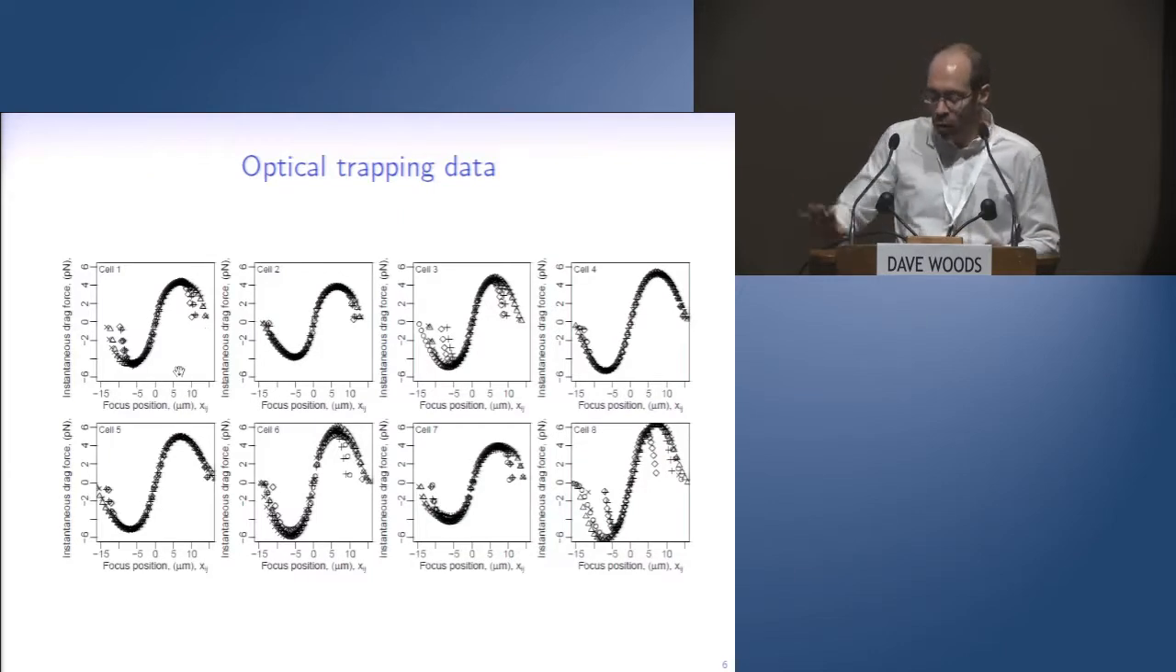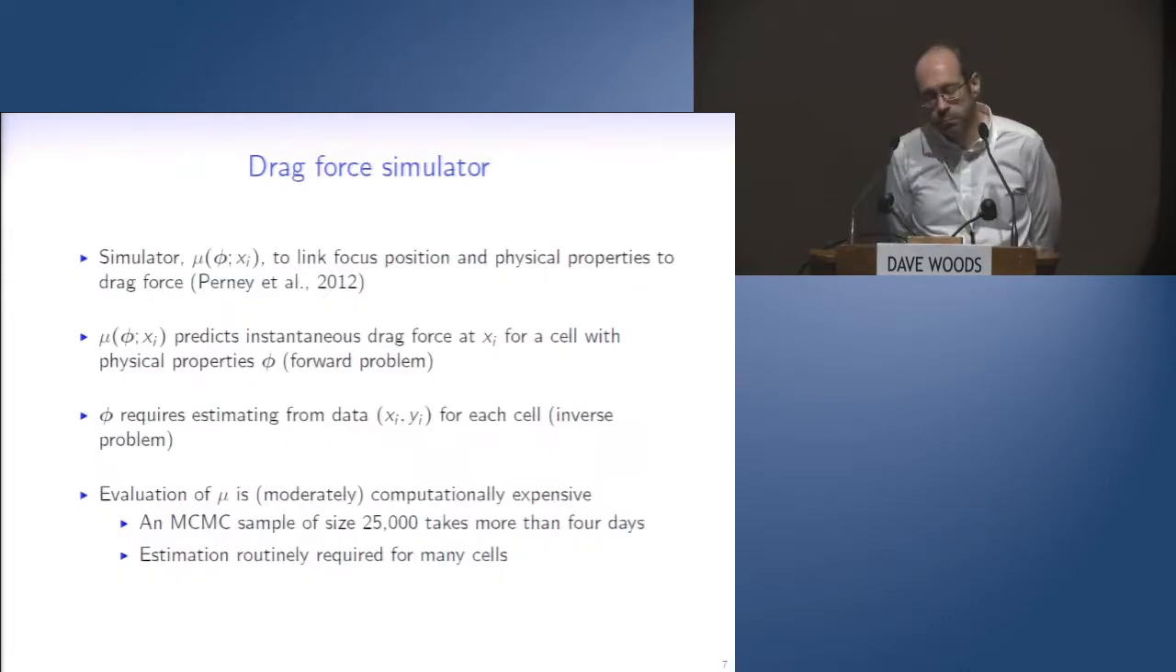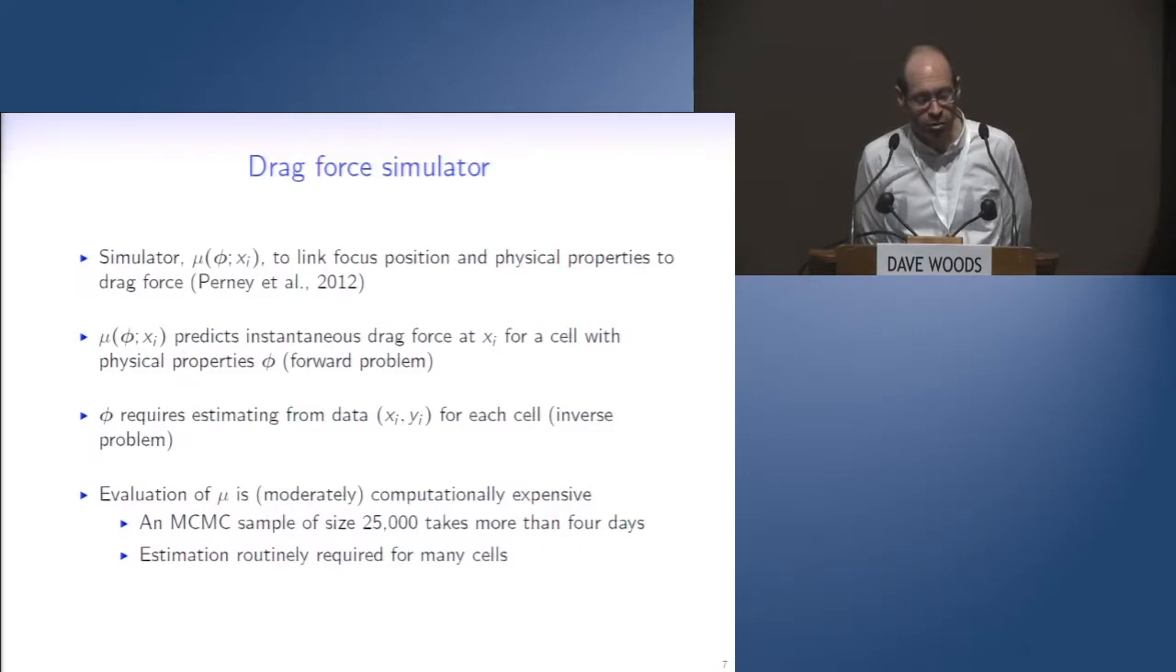We can see that all 8 of our cells display essentially the same behavior, but with some differences in shape, and particularly some of this tail behavior is different for different cells. The hypothesis is that any changes we see between cells are due to the physical properties. Our collaborators in the Optoelectronics Research Center built a mathematical model, a simulator, which links the focus position of the laser and the physical properties of the cell to the drag force.